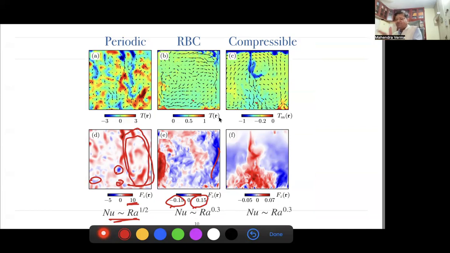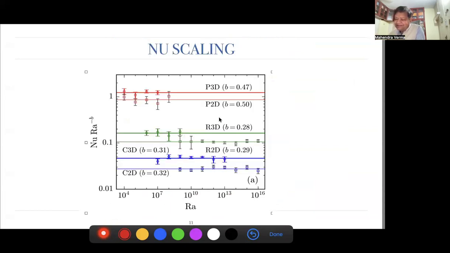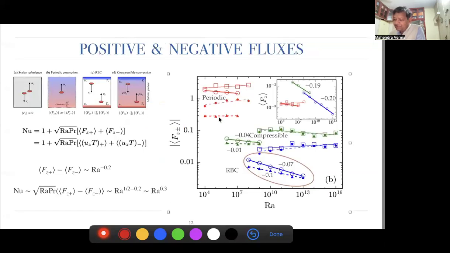Now, this is a visual picture, but we can also look at the numbers. This is Nusselt for RBC, and these are compressible convection, bottom ones, and 0.3, 0.3 roughly. But periodic is near 0.5, total Nusselt. However, we can break it into positive and negative fluxes. So we non-dimensionalized it, okay? So the prefactor is square root Rayleigh, square root Prandtl. So we compute these quantities and plot them as a function of Rayleigh in this plot, okay?